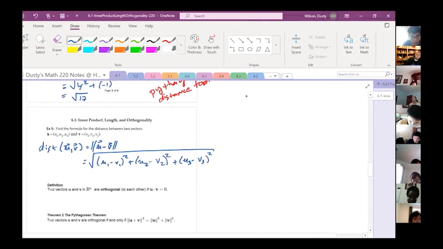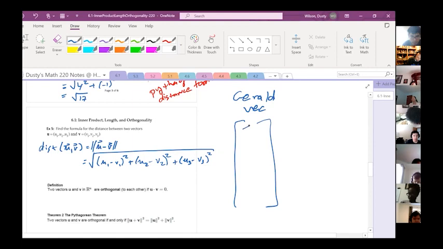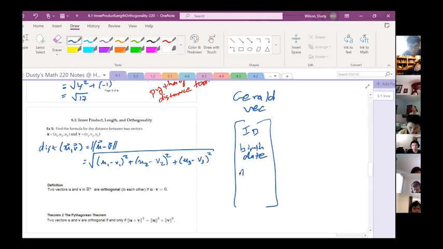Think about Gerald at the top of my screen. Think about the Gerald vector. The Gerald vector might include his ID number. It might include his birth date. It might include, I'm trying to think what other numbers are there. It might include your street address. It might include your GPA. It might include the total number of credits.